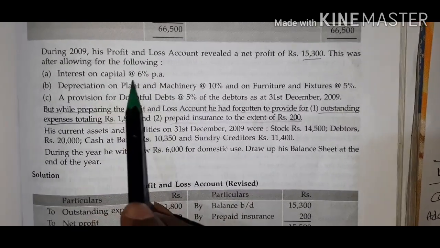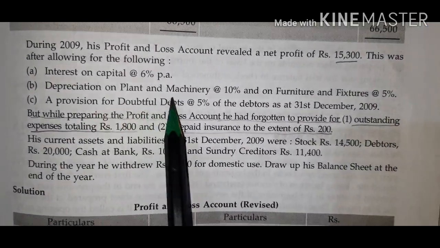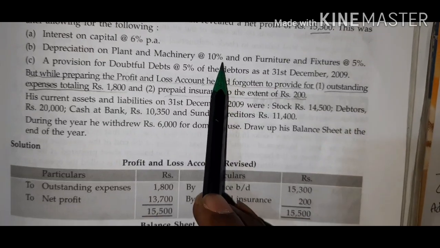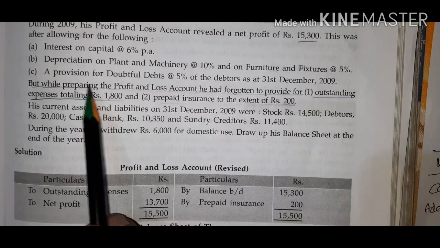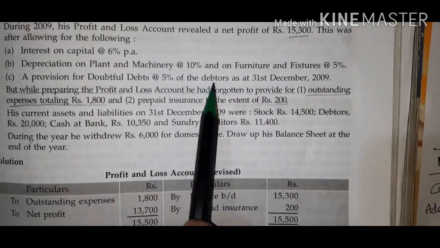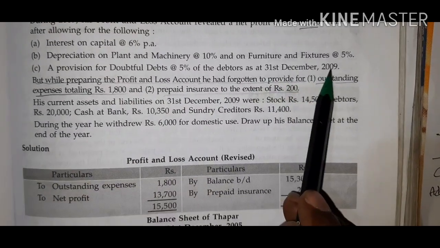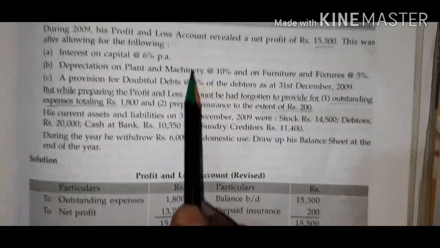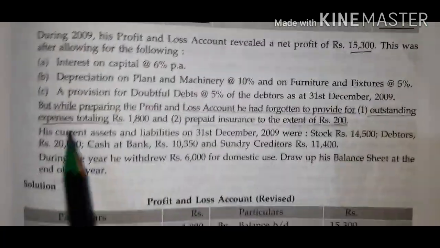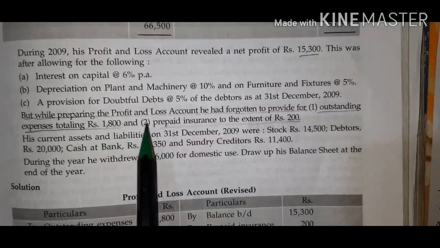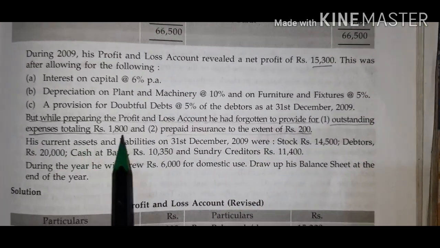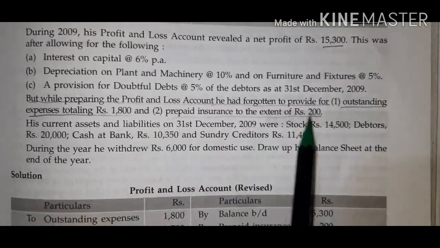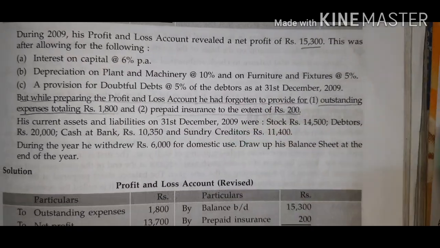That is, interest on capital is adjusted, depreciation on plant and machinery at the rate of 10% is adjusted, and furniture and fixtures at the rate of 5% adjusted. Provision for doubtful debts at the rate of 5% of the debtors as of 31st December 2009 already adjusted. So no further adjustment is required for this. But while preparing the P&L account, he had forgotten to provide for outstanding expenses totaling 1,800 and prepaid insurance to the extent of rupees 200. The same are to be adjusted, friends.